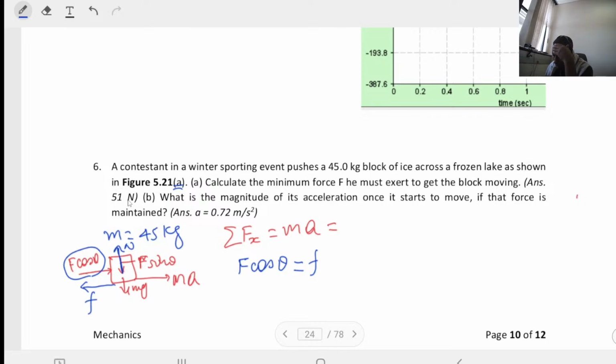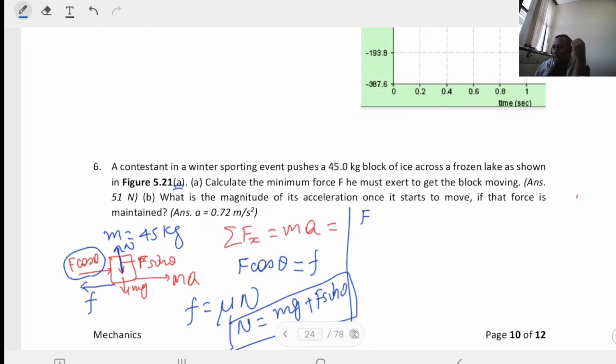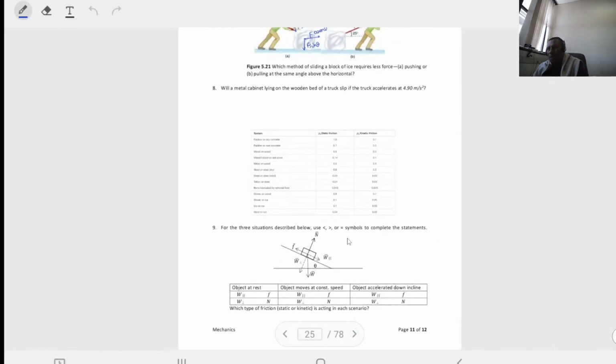Help me please if you have any idea. Then I will say small f is mu times the normal force. But my normal force comes from this: this object is not moving up and down. That normal force must equal mg plus F sin theta. You could see where this thing is coming. Or I'll go to the next page and do it there.